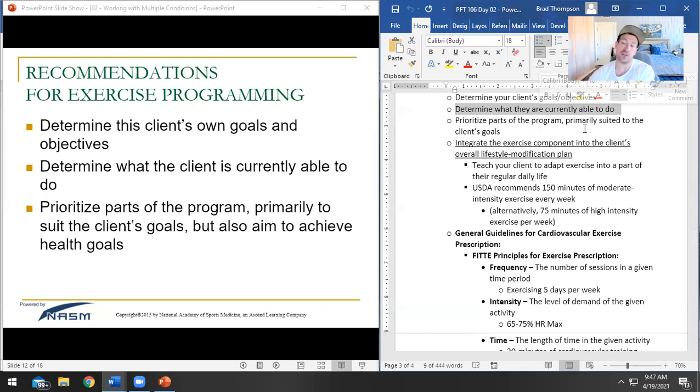And then prioritize the parts of the program that are primarily suited to your client's goals. This is the fun one. You want to make sure that you're always tying things back in your workout to what your client is working on. The client I pulled up earlier, for instance, has really bad arthritis in her knees. So that's a big priority for her. I'm constantly, during our sessions, mentioning, this is going to be really good for your knees. We're going to do this next. You're going to do blah, blah, blah, and that's going to be really good for your knees. It's just something we consistently mention in really positive ways.